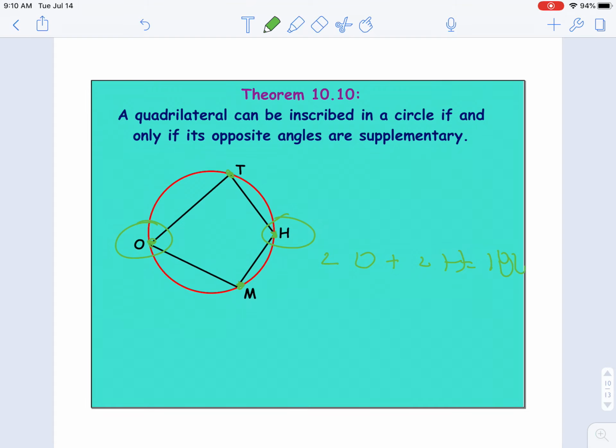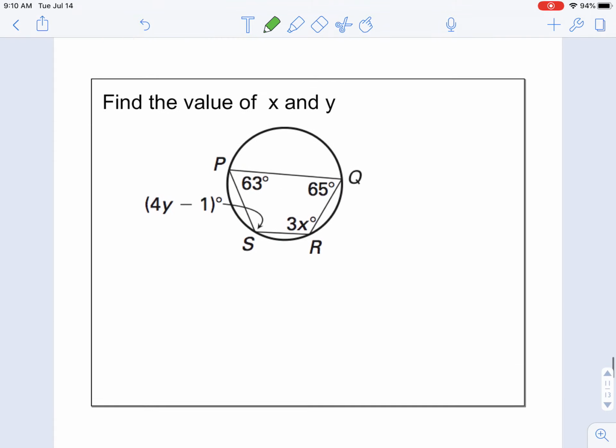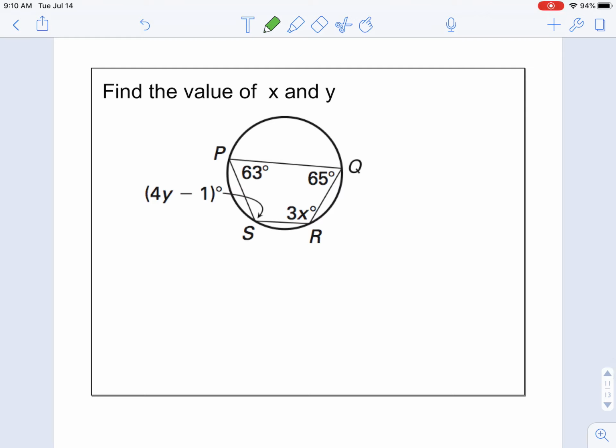So what that would mean is that angle O plus angle H would have to be equal to 180 degrees. So those are the opposite angles. So angle T and angle M are opposite angles. So that would also be true for those two angles. So they have to be supplementary. That's what theorem 10.10 says. So let's try a couple more examples.